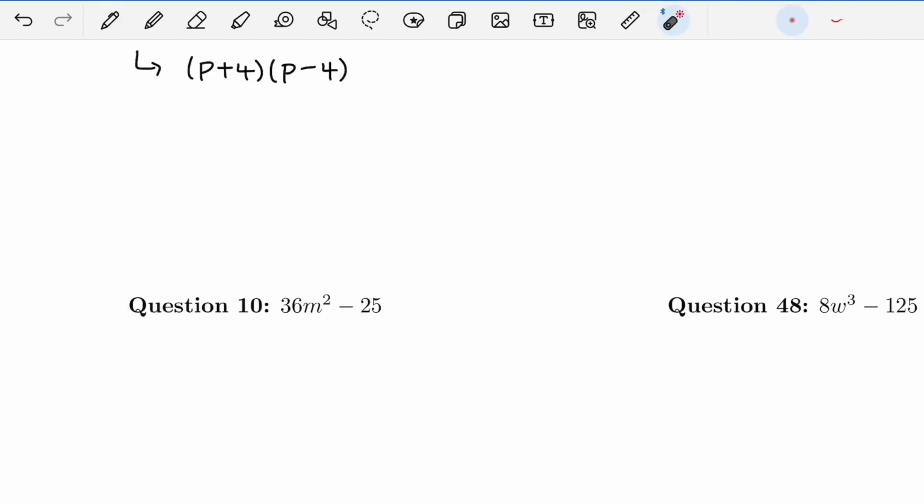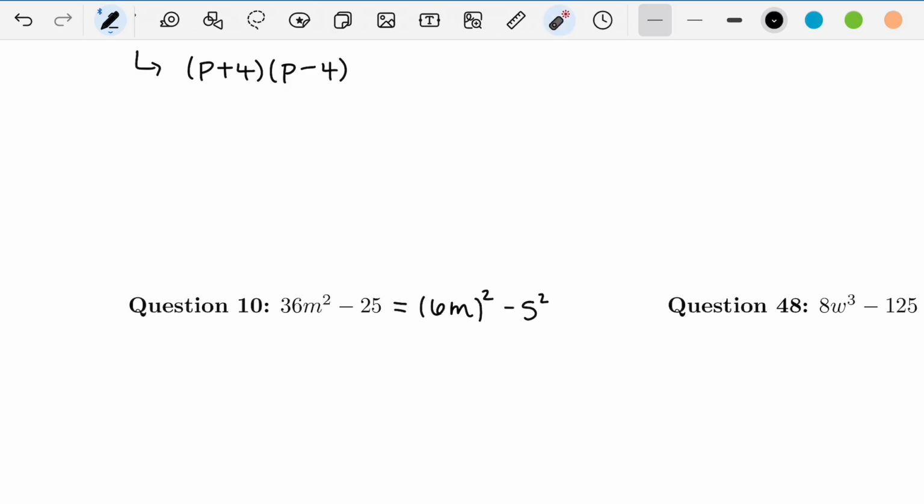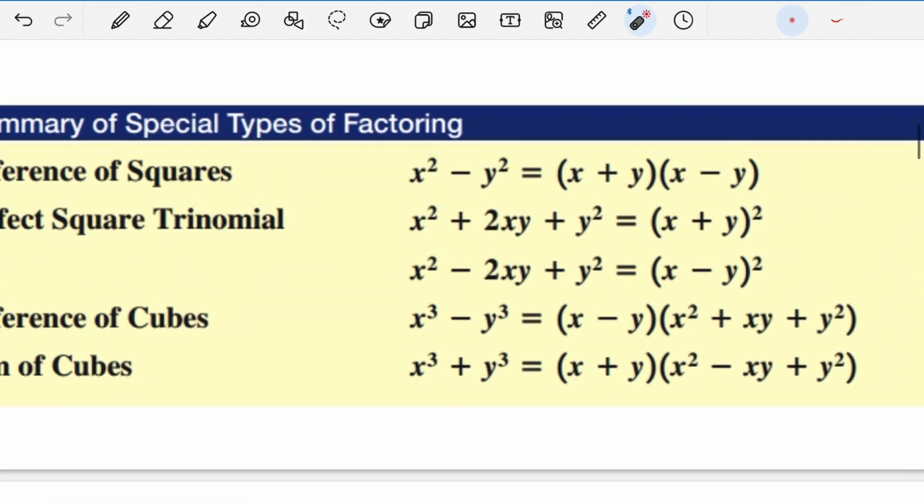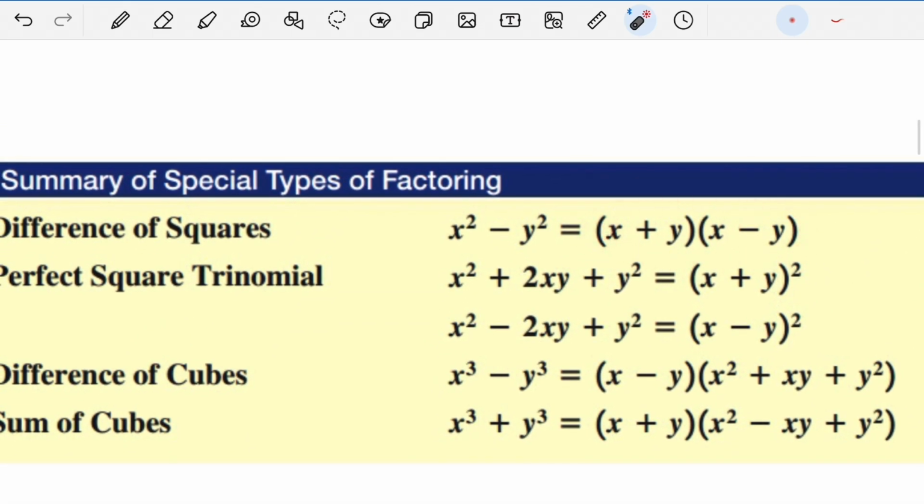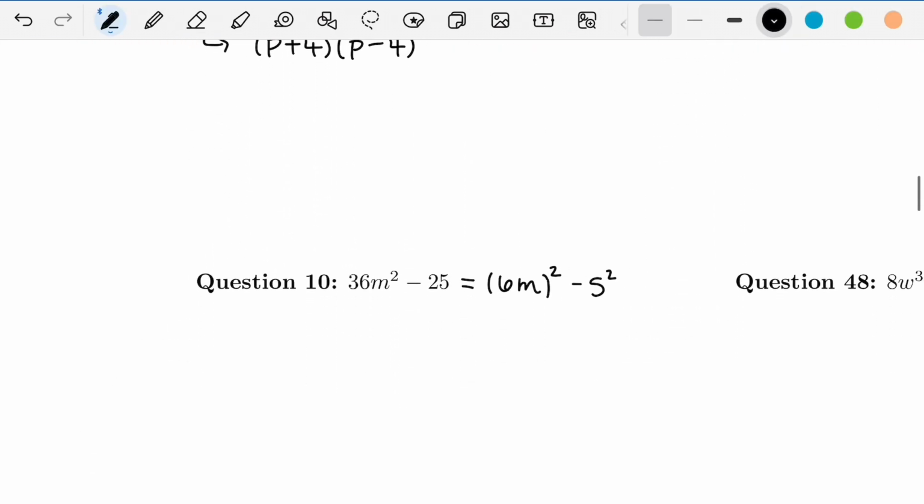Now we can factor question 10 here in a similar way, in that we first maybe want to rewrite this. Notice that 36 and 25 are both perfect squares, and we're taking the difference of these two terms. So that gives us an indication that we're again dealing with the difference of squares. So rewriting this, we know that 36m squared can be rewritten as 6m squared, and then 25 can be rewritten as 5 squared. So again, we have a difference of squares, and we can use this to factor this polynomial. So doing so, factoring this after rewriting it, we're just going to get 6m minus 5 times 6m plus 5.